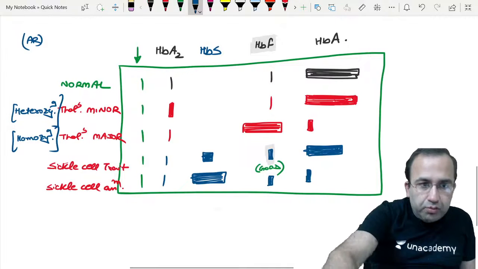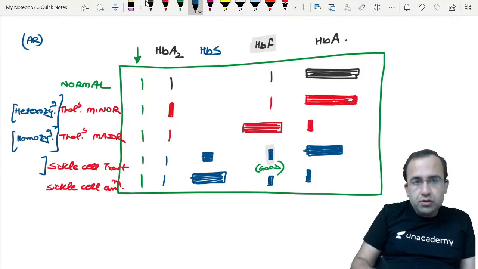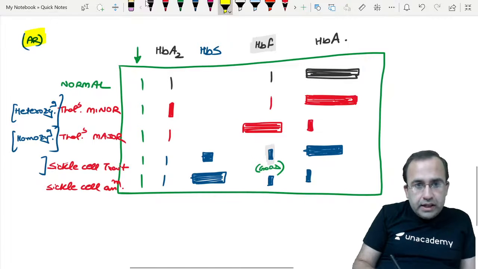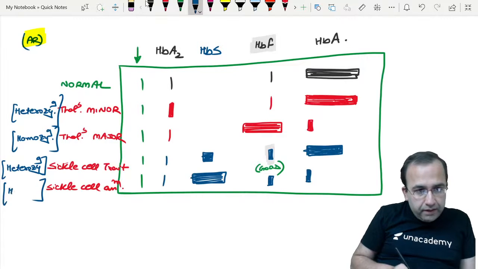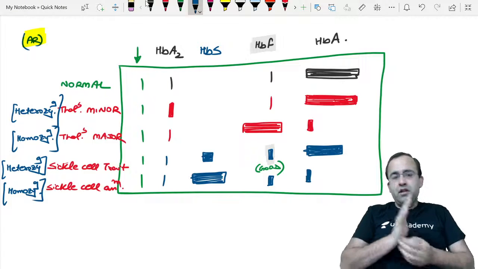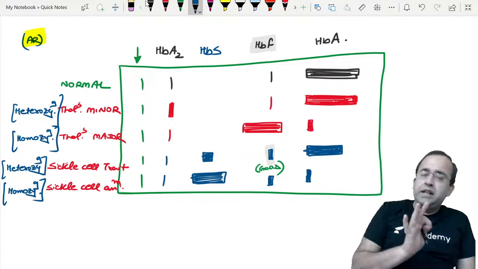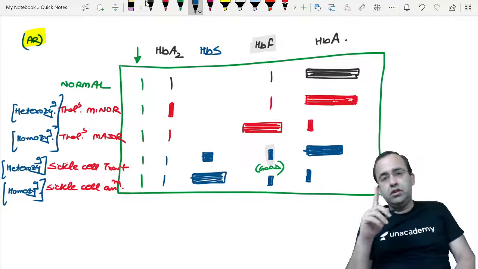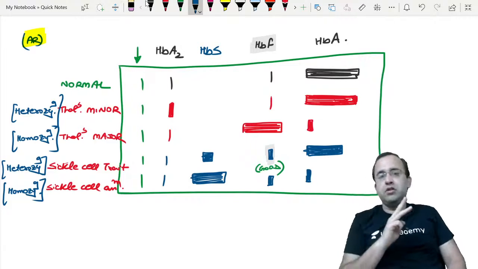This is hemoglobin electrophoresis. What do we mean by trait versus anemia? Same thing. Sickle cell is also autosomal recessive in nature. So sickle cell trait means it is a heterozygous condition versus sickle cell anemia, that is, it is homozygous in nature. Same like thalassemia. Done. This takes care of your three main techniques in hematology, that is thromboelastography, protein electrophoresis and hemoglobin electrophoresis.